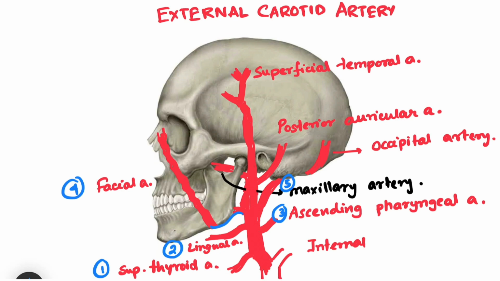Then after the maxillary artery it gives off the superficial temporal, which is the sixth branch. Then it gives off the posterior auricular artery, which is the seventh branch, and finally the occipital artery, which is the eighth branch. So there are in total 8 branches of the external carotid artery.